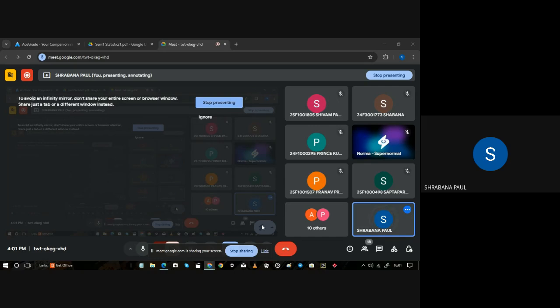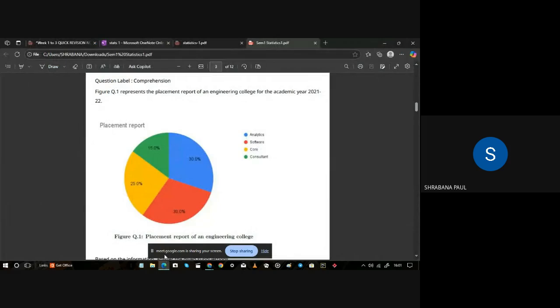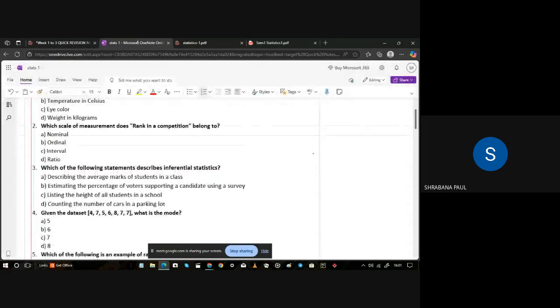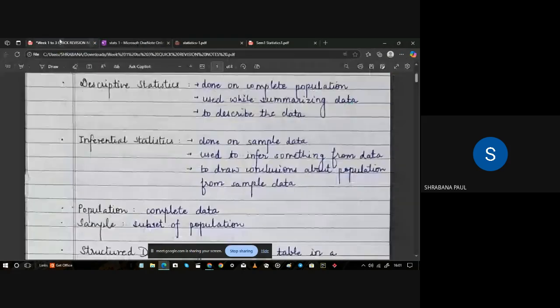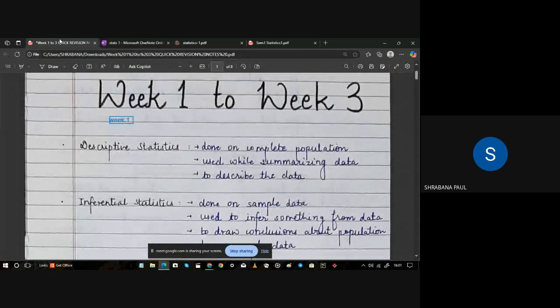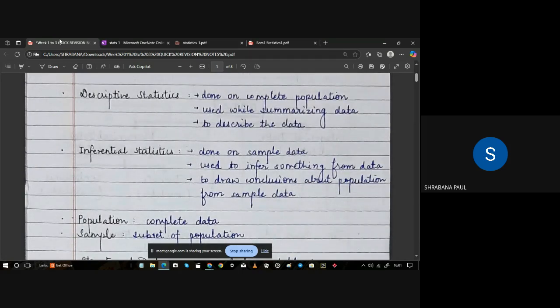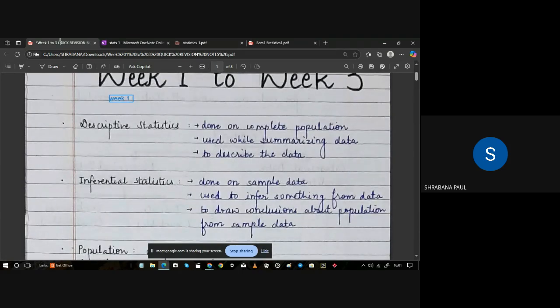Okay. So starting the stats one session, and statistics, the first main concept from week 1 to week 4. We'll start from week 1 to week 4. First, in the week 1 section, we have descriptive statistics. So, now what is descriptive statistics?